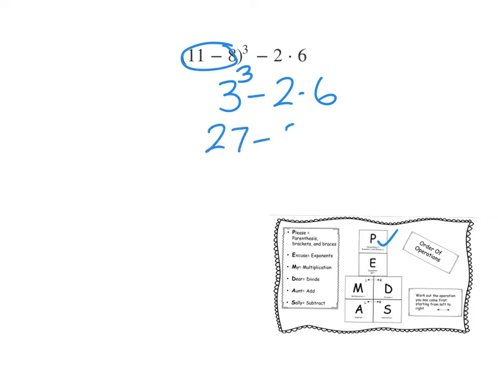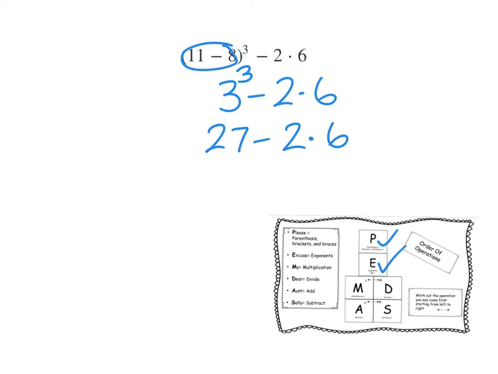All right, 11 minus 8 to the third power minus 2 times 6. So the first job is to do what is in the parentheses. So 11 minus 8 is 3. That value is being raised to the third power, so I have to keep that exponent. Haven't done anything with the other part yet. Did parentheses, onto exponents. 3 to the third power means 3 times 3 times 3, which equals 27.